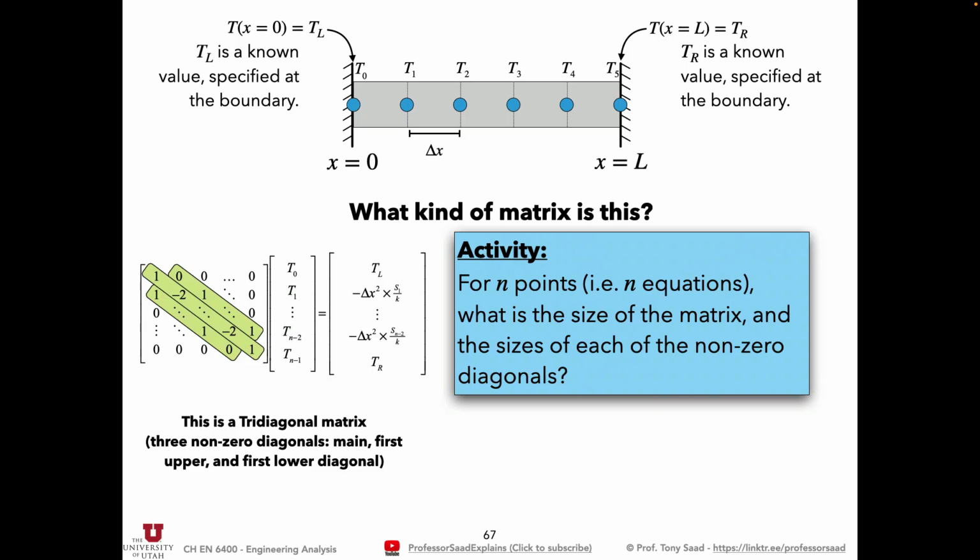Okay. What about the size of each of these diagonals? How many entries do I have in this main diagonal? Just talk in terms of n. So yeah, if it was 6, then for n points, it's going to be n. What about the first upper?